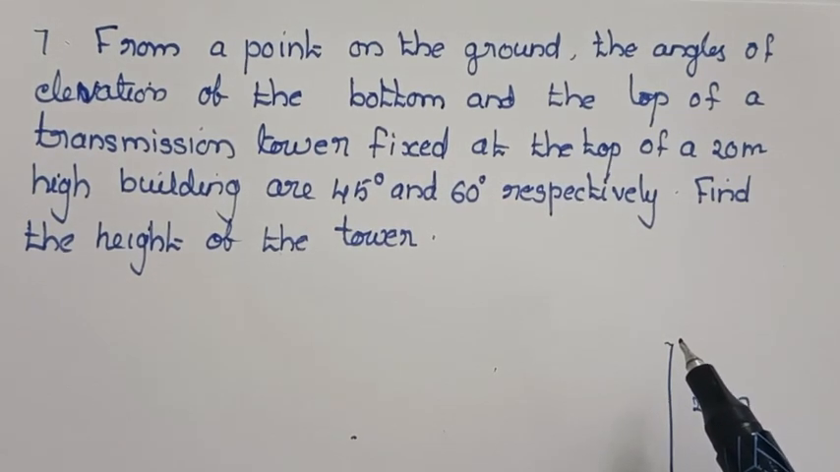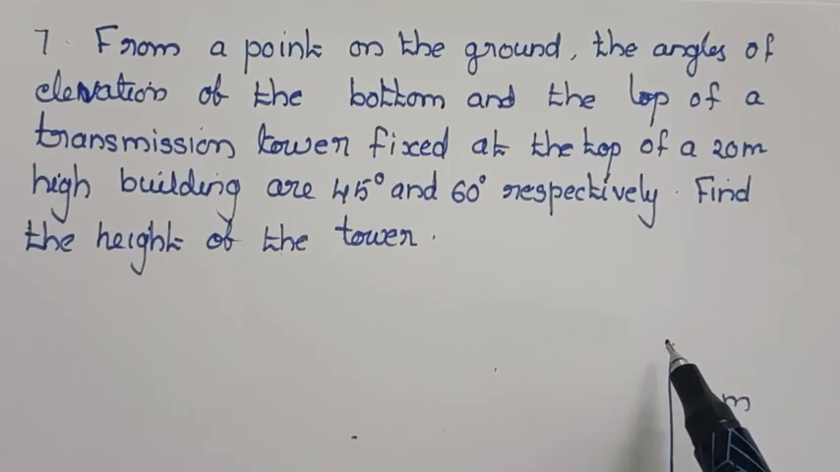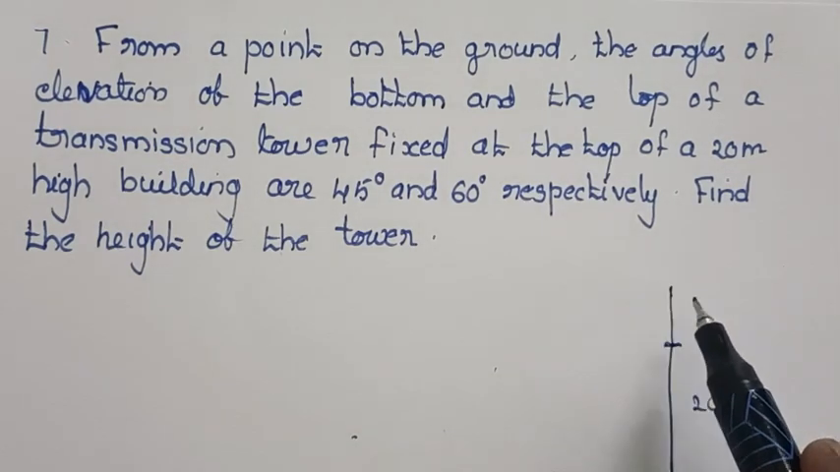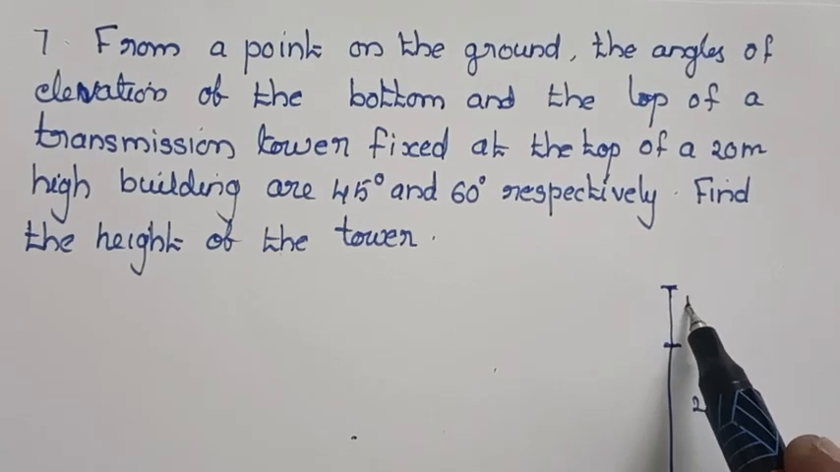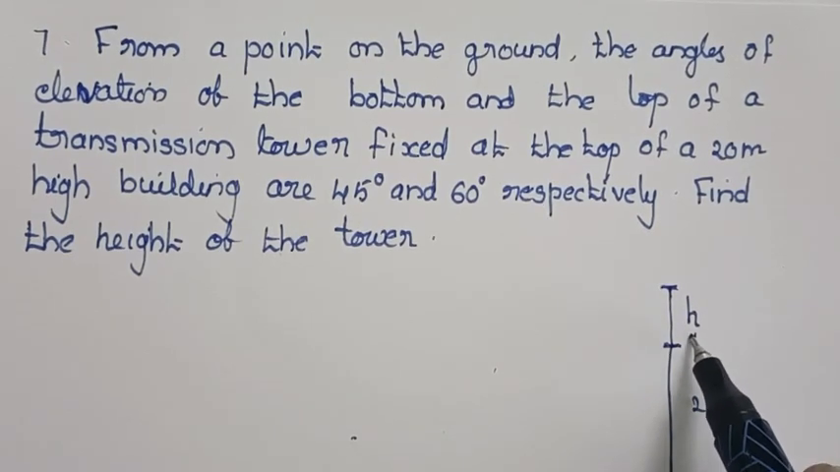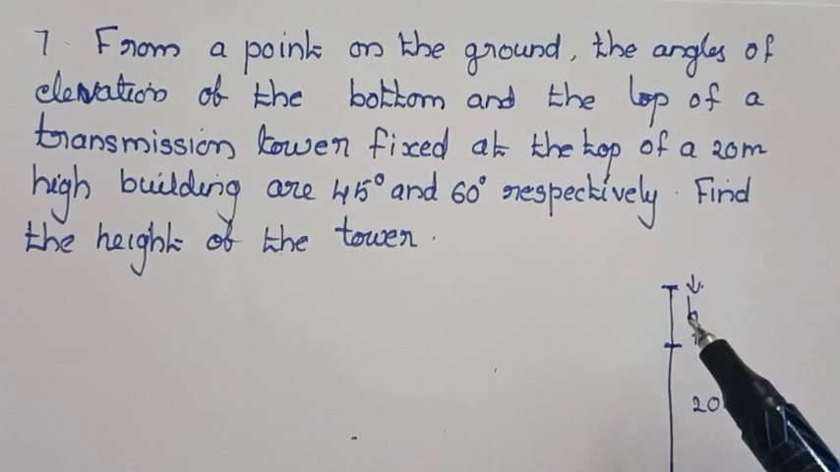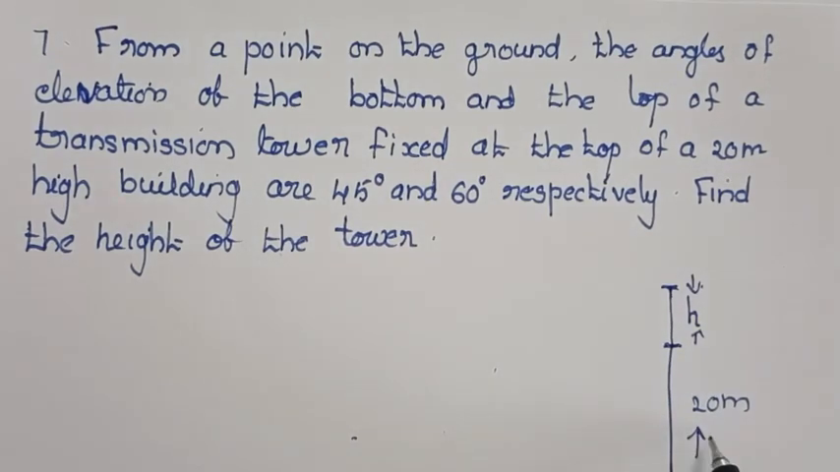A transmission tower is fixed at the top of the 20-meter tower. This one is the transmission tower and its height we can take as h. The height of the tower, it is 20 meters, already given.